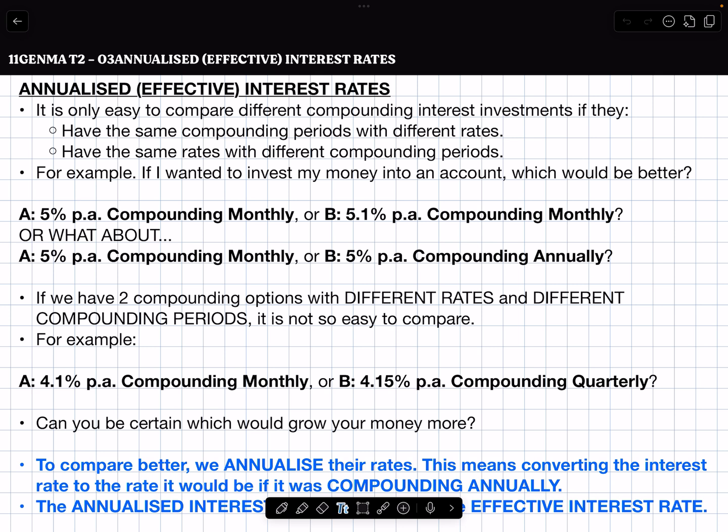Hey guys, just doing a quick video on the annualized or effective interest rate. So this is a pretty interesting idea, because it's only easy to compare different compounding period investments if they have the same compounding periods but different rates, or if they have the same rates but different compounding periods.